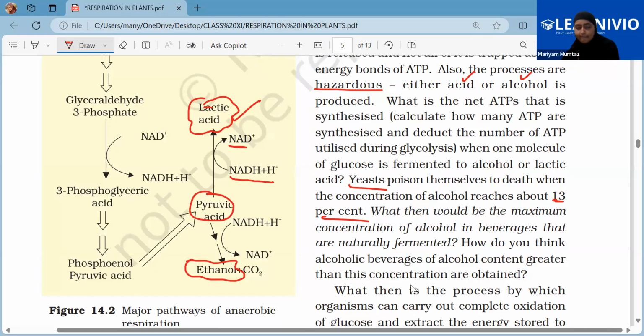Now they have given a question also. How do you think alcoholic beverages of alcohol content greater than this 13% concentration are obtained? So the answer is distillation. Now this distillation process happens wherever wineries and places where wines and alcohols are synthesized. So distillation is the process by which a greater concentration of alcohol will be there. But if someone is making alcohol naturally, then only 13%.